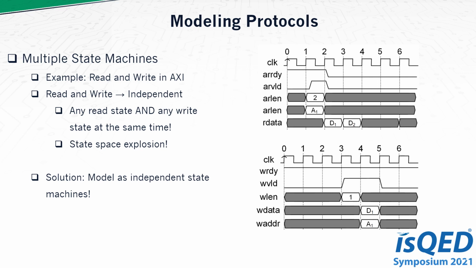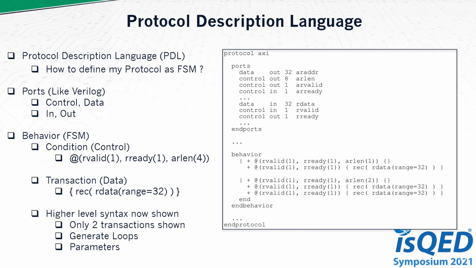If we wanted to model this with a single FSM, we would have to enable all these combinations, and this would cause a state space explosion. The solution to this problem is modeling AXI as a set of independent state machines. So now we understand some of the basic modeling principles. How can we generate finite state machines?